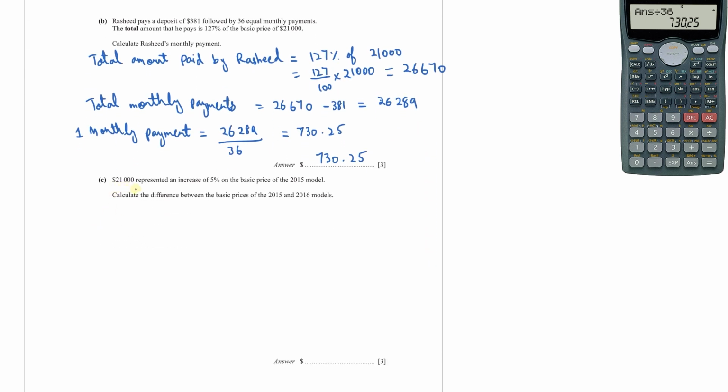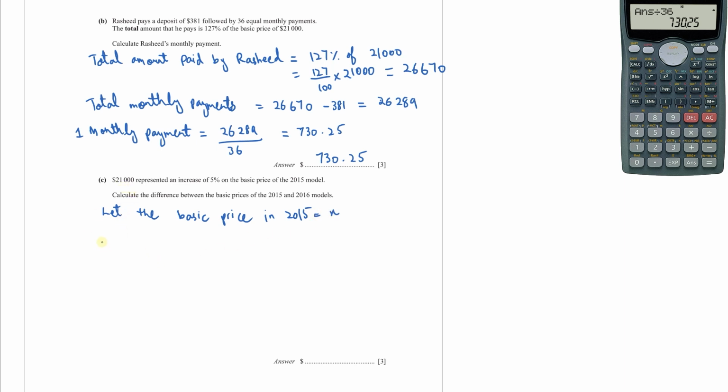Part C is $21,000 represented an increase of 5% on the basic price of the 2015 model. Calculate the difference between the basic price of 2015 and 2016 models. So the price in 2016 is 21,000. So we need to first calculate the price in 2015, then we can calculate the difference between $21,000 and the price in 2015. So let the basic price in 2015 equal X.